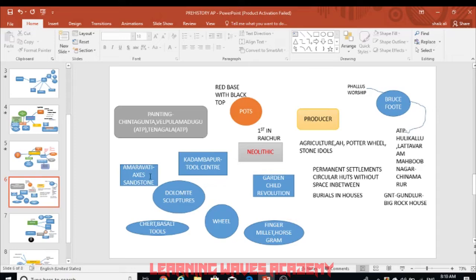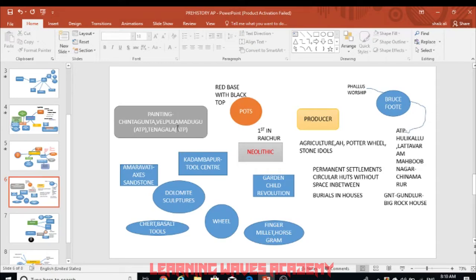In Kadambapur region, the tool making center of the Neolithic age was found. That is, different types of tools were found. That is, it is known to be a tool making center of the Neolithic age found in the Kadambapur region. Here the main point is painting.